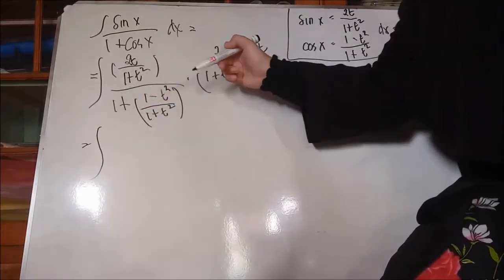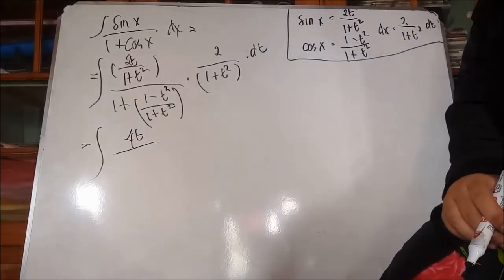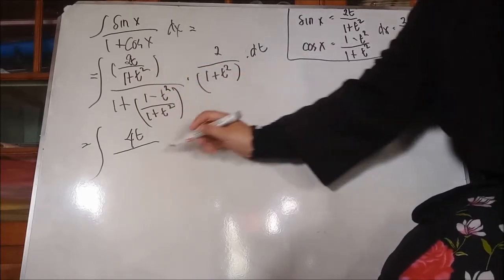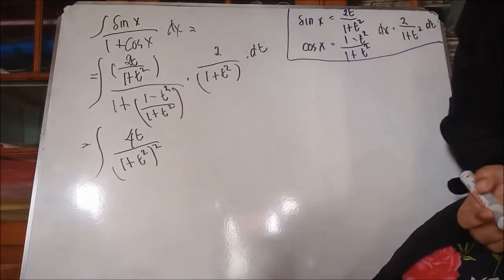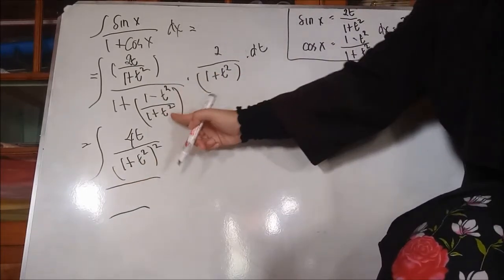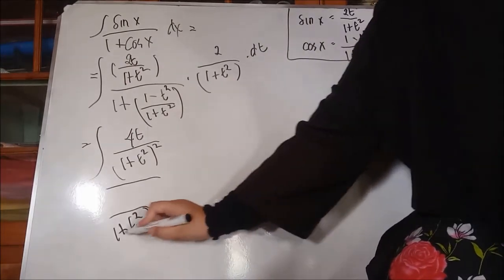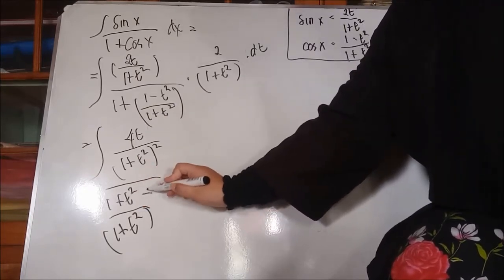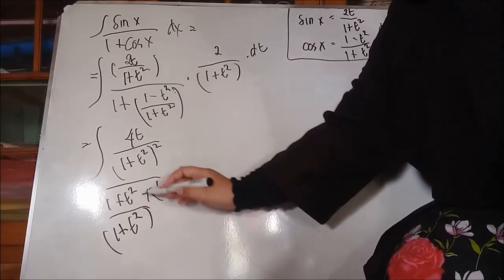Integrals 2t and 2, it is the same as 4t. And then this is over 1 plus t square. So we can get the 1 plus t square, right? And then for the denominator, we can make the same denominator, 1 plus t square. So we can get 1 plus t square plus 1 minus t square from here. So we can get the t square.